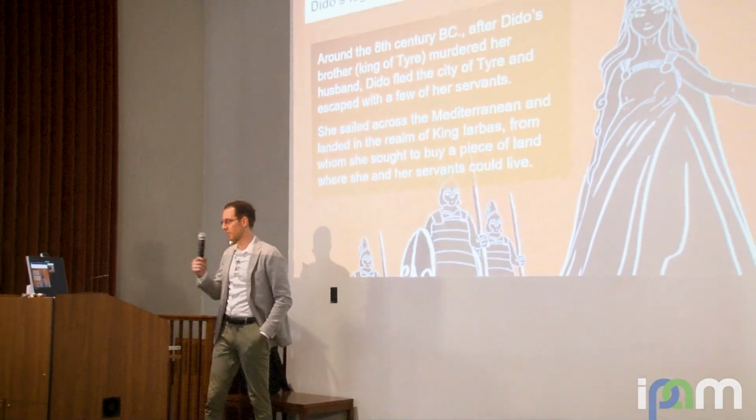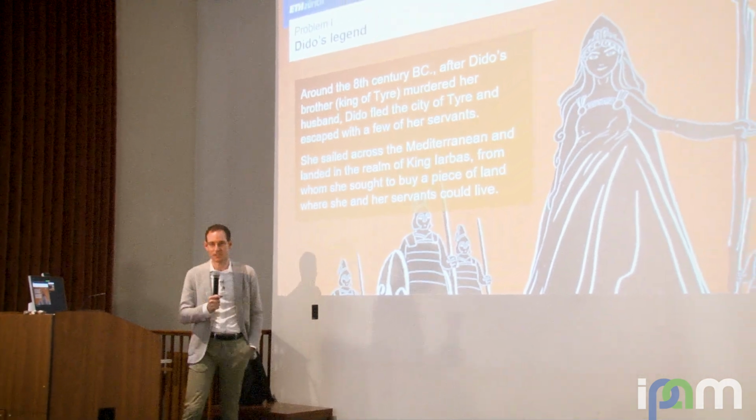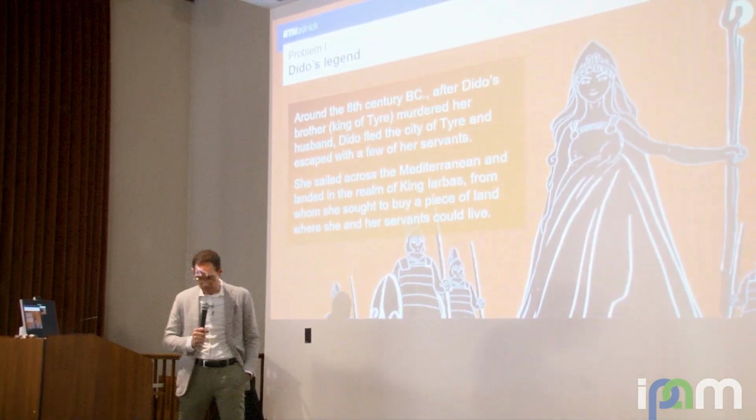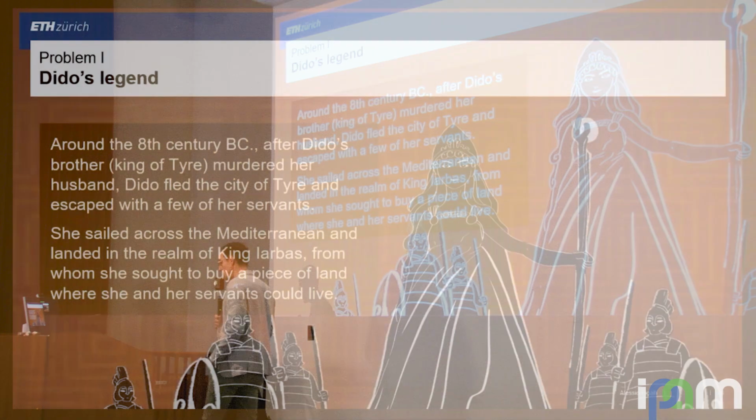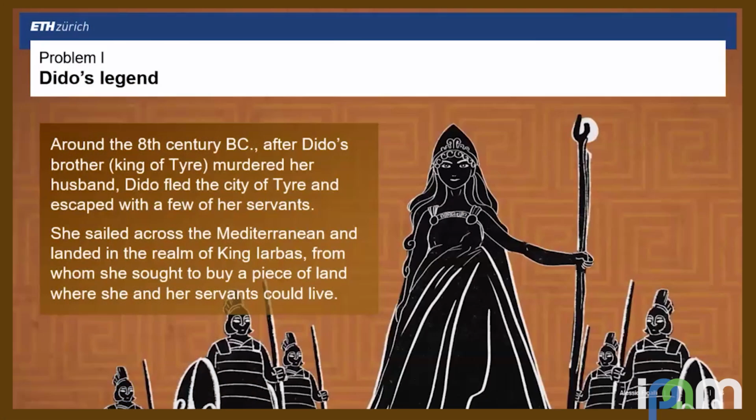There's always drama. Someone dies, someone is killed all the time. So in this case it was Dido's husband who was killed by the brother of Dido. And so she had to escape and fled with the servants away from her country. And then she sailed across the Mediterranean. And eventually she landed in the realm of King Jarbas. And then she asked the king to buy a piece of land where she could found a new city.